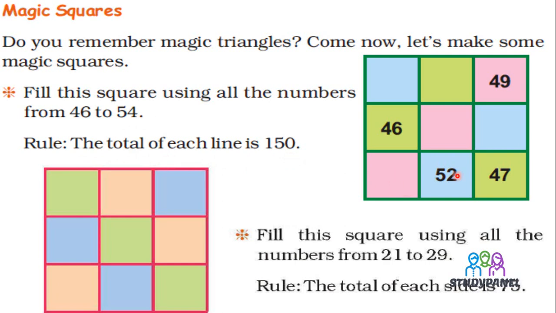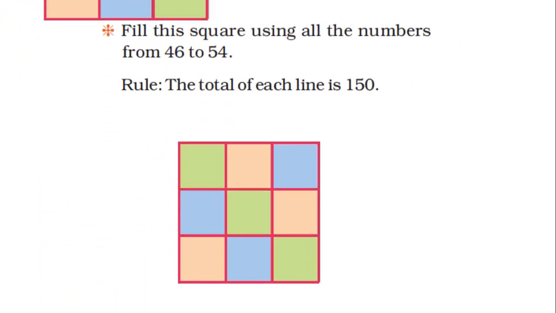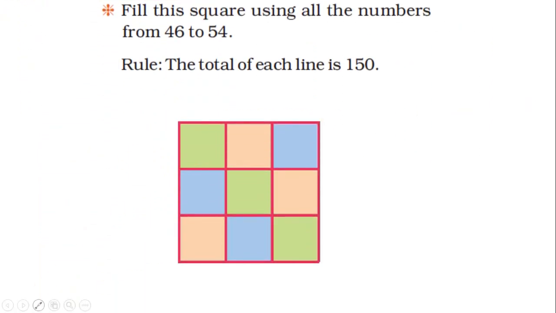That means like this, if we add, it should come 150 here. If we add like this, then it should also come to 150. If we add like this, then also it should come to 150. Like that we have to do. So now let us do it. This is a square. Now for writing these, we will take a pen. Here you can see we have to use 46 to 54, and the total of each line should be 150.